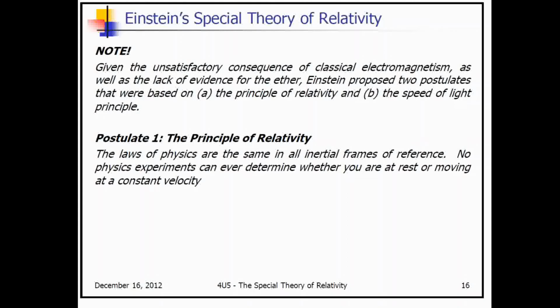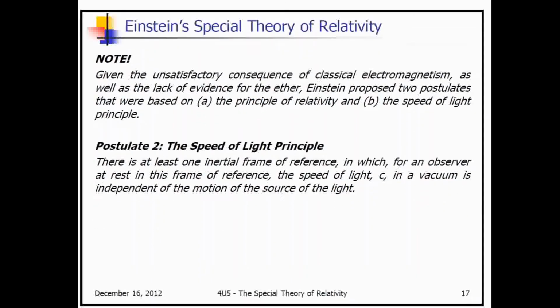Okay, so that's the first one. That's the principle of relativity. The second postulate is the speed of light principle. There is at least one inertial frame of reference in which, for an observer at rest in this frame of reference, the speed of light c in a vacuum is independent of the motion of the source of light. And that's the second. That's the speed of light principle. So regardless of how fast the light is moving towards this person, this observer, the speed of light will remain the same.